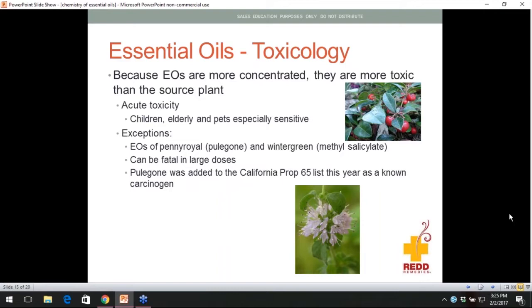Essential oils of pennyroyal and wintergreen are fatal in large doses. This is well documented. We know this. There have been many cases of poisoning. And just as an added aside, pulegone was just added to California's Prop 65 list as a known carcinogen.